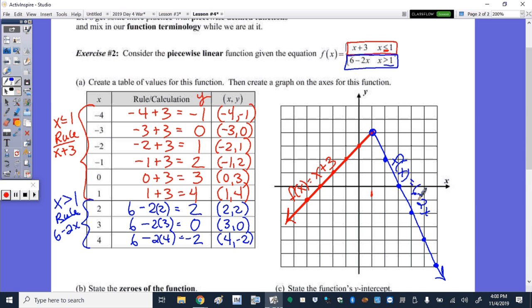All right, now we're going to fill B through G in regards to this picture. So pause if you need some more time to graph, and then unpause when you're ready to look at B.